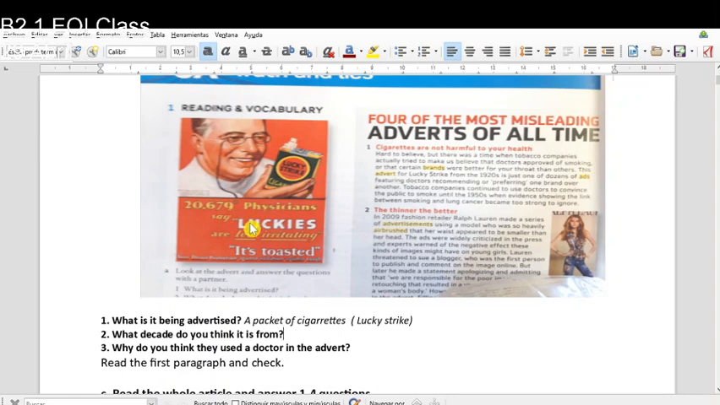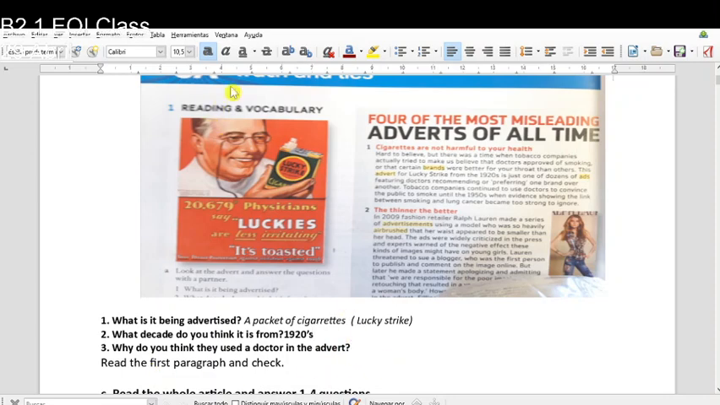20,679 physicians say Luckies are less irritating, it's toasted. Wow, your throat, protection against irritation, against cough. Oh my god, they are advertising cigarettes, tobacco, that it's good for your throat, less irritating, and here you have a doctor advertising a packet of cigarettes. What do you think? Well, I think the design is the 1920s, yeah, the 1920s design.